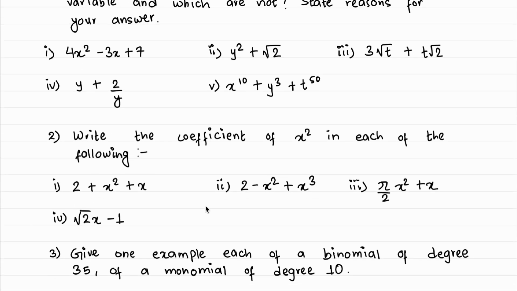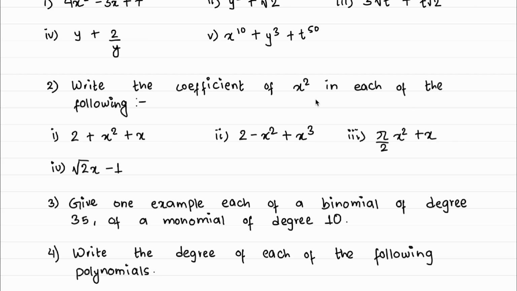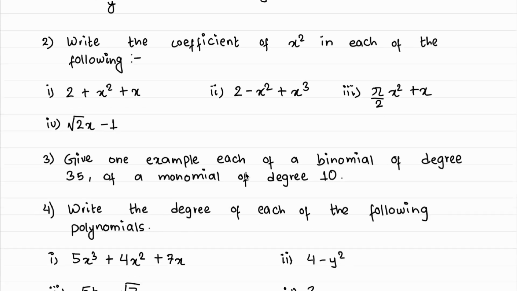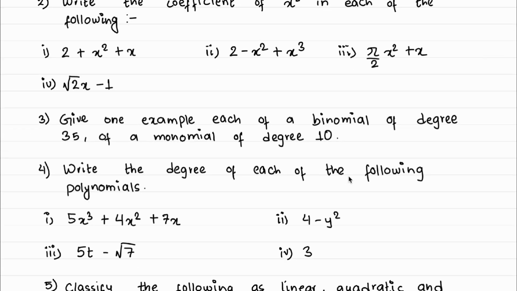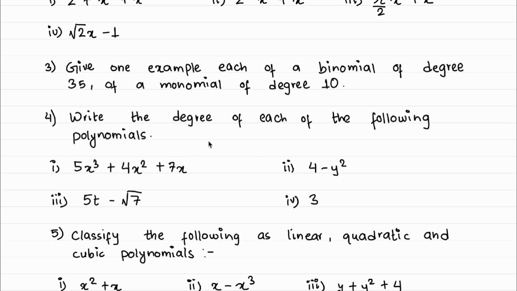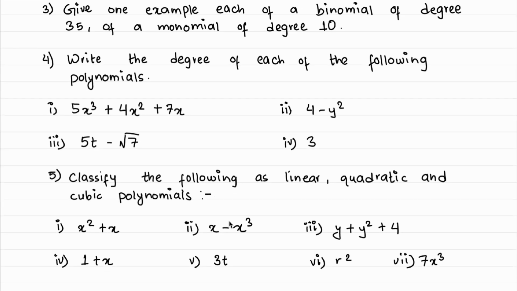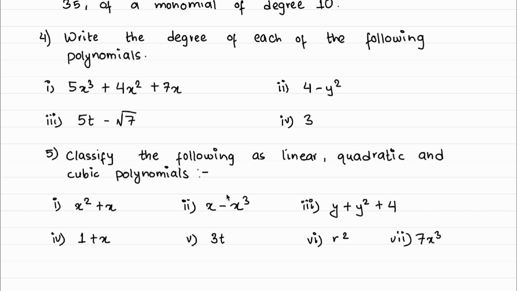In the second question, we just need to write the coefficient of x square of these questions. In the third question, we need to give one example of a binomial of degree 35 and monomial of degree 10. In the fourth one, we just need to write the degree of these polynomials, and in the fifth one, we need to classify the given polynomials as linear, quadratic, or cubic.